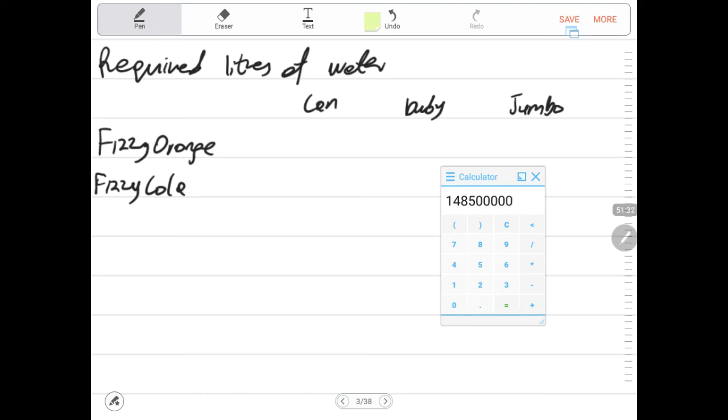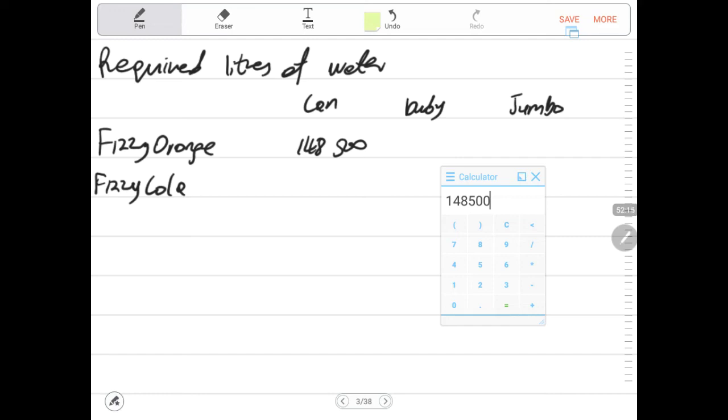So now this is in milliliters, but we want it in liters. Then we divide by the number of milliliters in 1 liter. This gives us 148,500 liters. Remember, once again, 450,000 units times 330 gives us the number of milliliters. We divide by 1000, then this gives us 148,500 liters that are required to produce the units that we want to produce, which is 450,000 units.